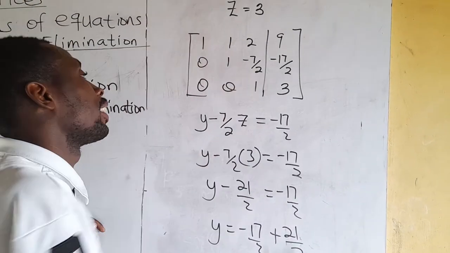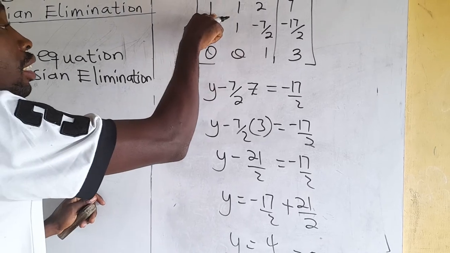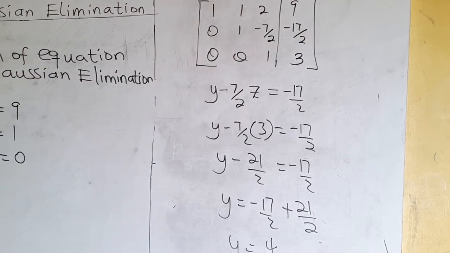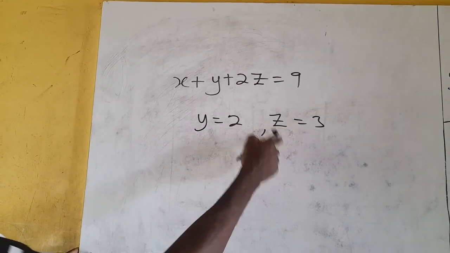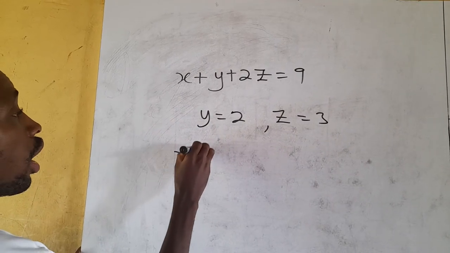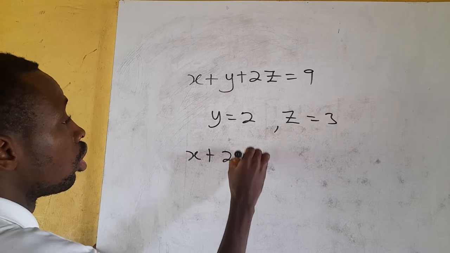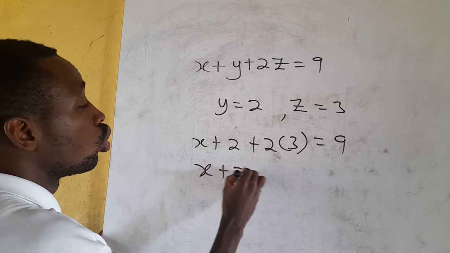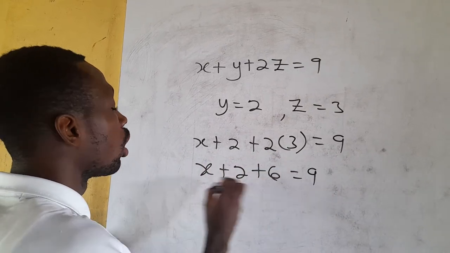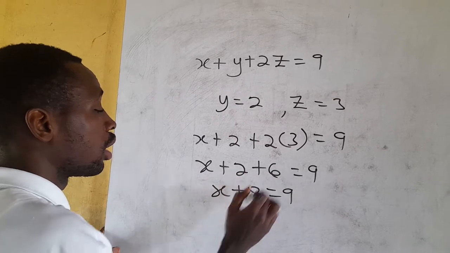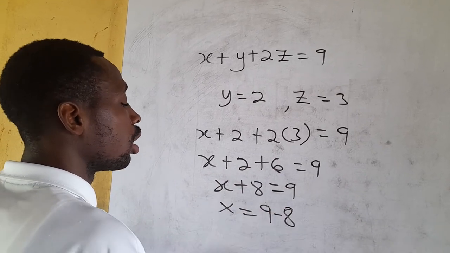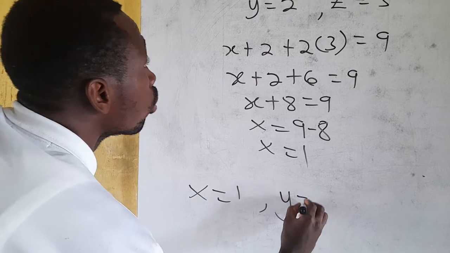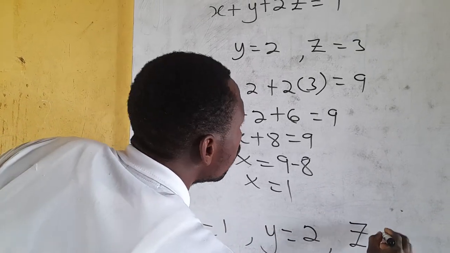So we find our x. Our x plus y plus 2z will be equal to 9. So we substitute the y and the z to get the x. So x plus y is 2, plus 2 times z, which is 3, will be equal to 9. X plus 2, 2 times 3 is 6, equal to 9. 2 plus 6 is 8. X will be equal to 9 minus 8. X is 1. So we can say our x is equal to 1, our y is equal to 2, and z is equal to 3.